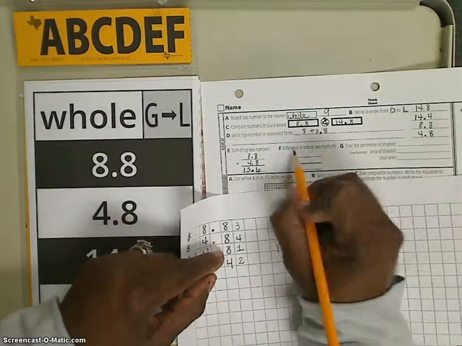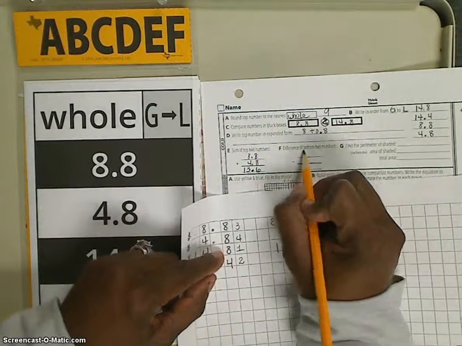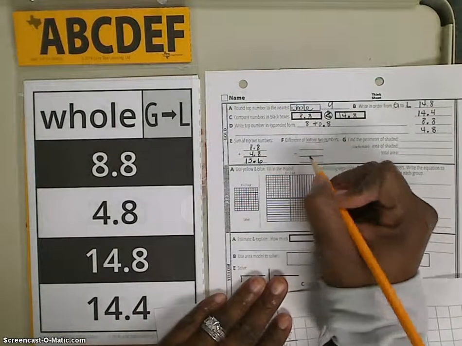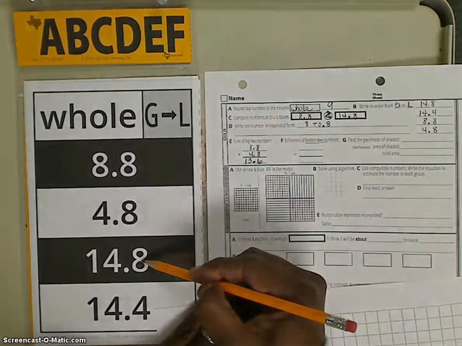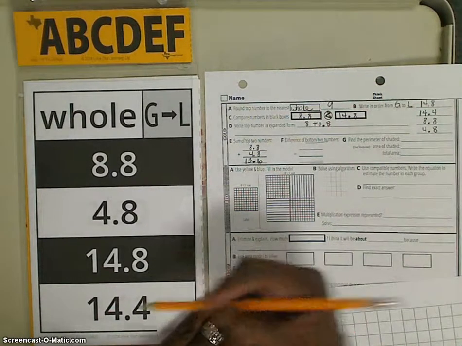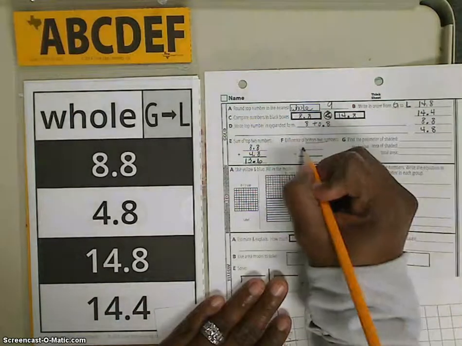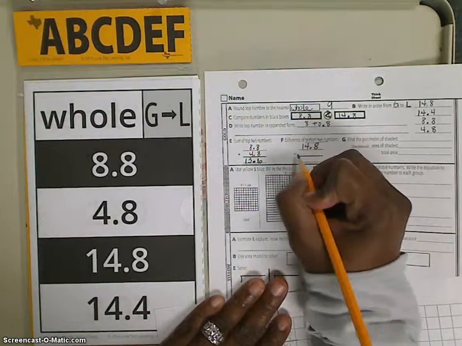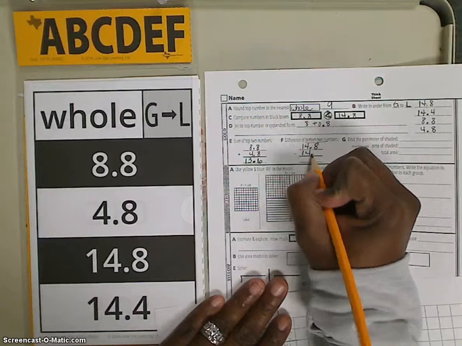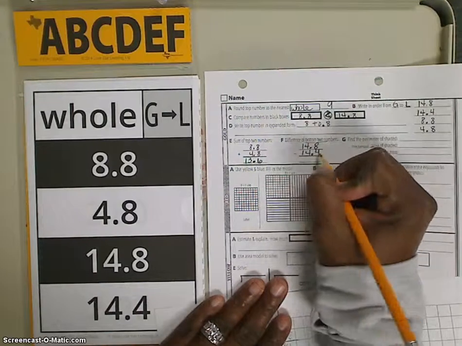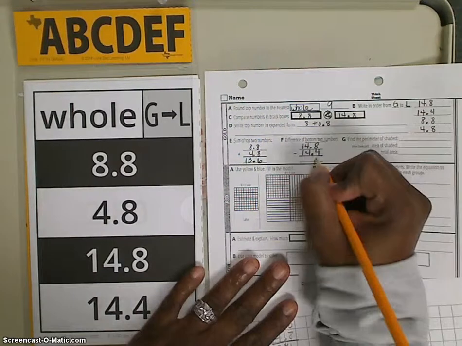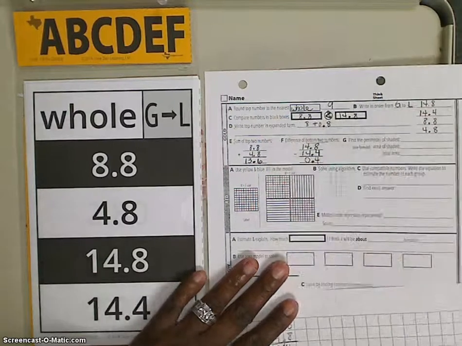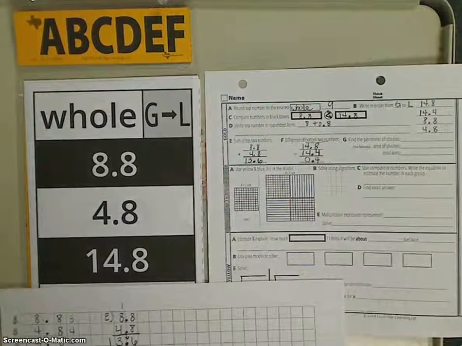All right, for F, difference of bottom 2 numbers. Bottom 2 numbers. Okay, the difference. Well, I've got to figure out which one goes on top. We know that 14 and 8/10 is greater than 14 and 4/10. So I'm going to put 14 and 8/10 up here minus 14 and 4/10. Well, I can do this one right here. 8 minus 4 is 4. Bring down my decimal, and I have 4/10. Did you get that one?